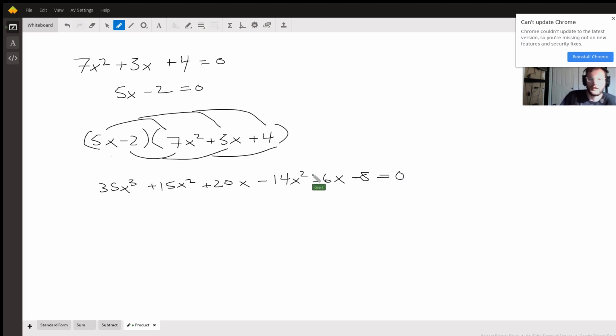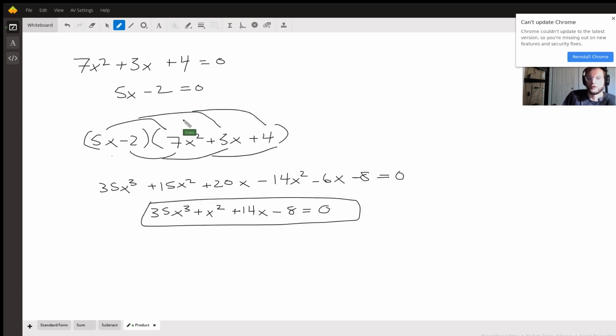And then we can go ahead and clean those up by adding those together, right? So 15x squared minus 14x squared, so we have 35x cubed, 15 minus 14 plus x squared, 20 minus 6, so plus 14x, and then minus 8 is equal to 0. So this would be the answer for multiplying those two equations together.